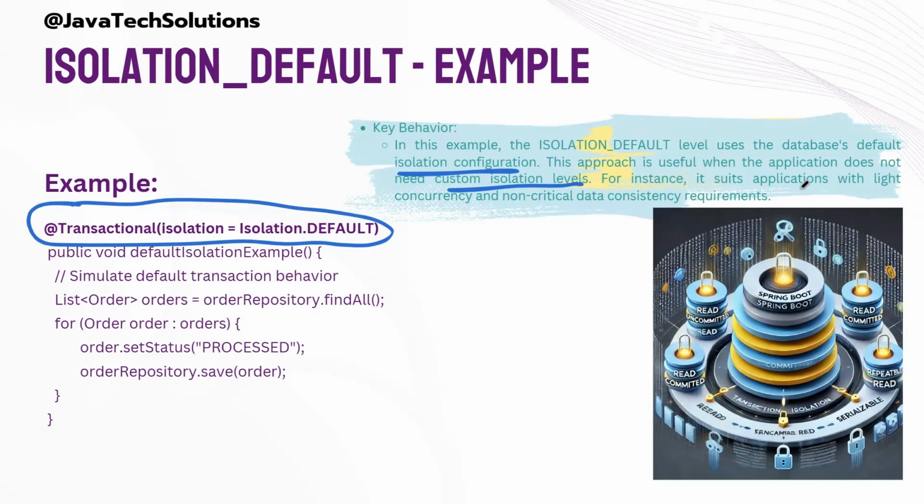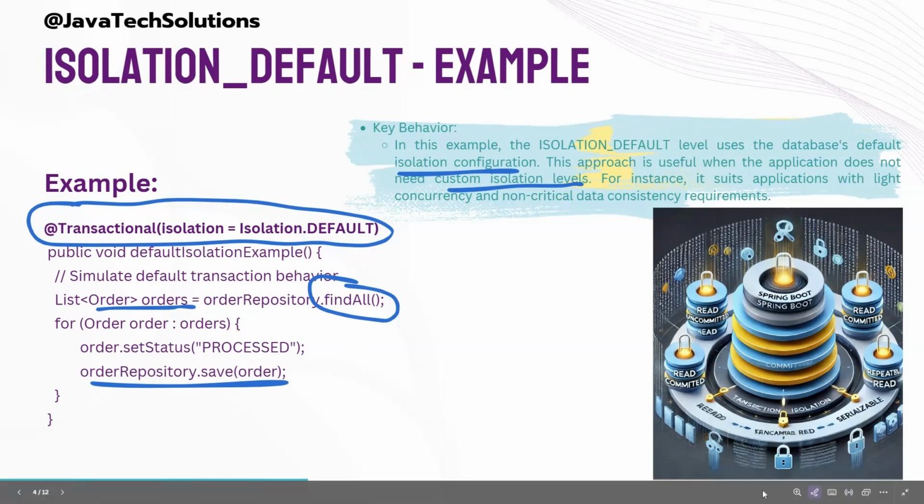For instance, it suits applications with light concurrency and non-critical data consistency requirements. If we see this example here, it finds all the orders from the database using the findAll method, then we are setting the status, and then it will update the data in the database. So it will take the default one, the isolation type is default.